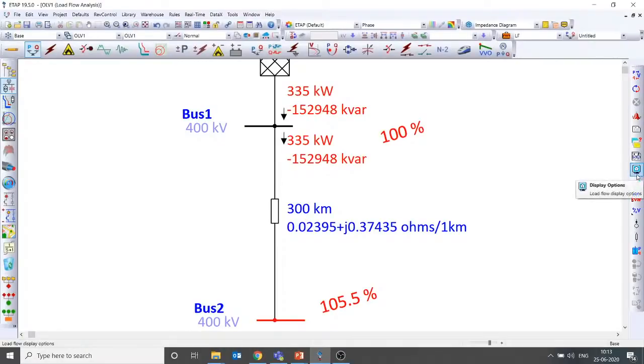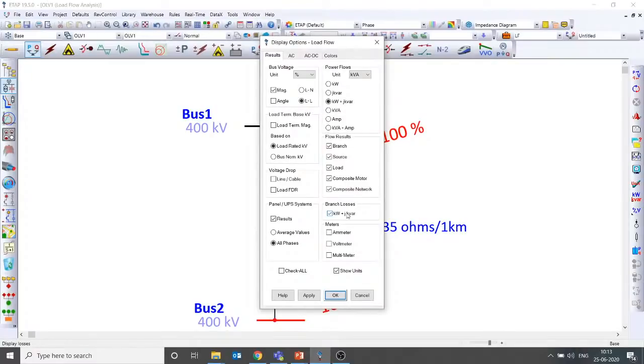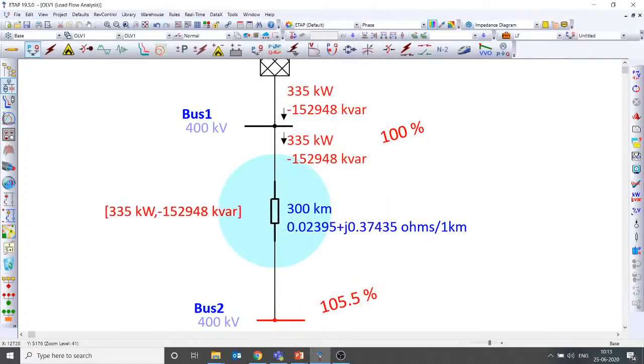Somebody has asked, is it possible to find out the losses? Yes, you can very well find out the losses. So this is the loss. Here I have not connected any loads, so the loss is the same as the power flow here. The loss is 335 kilowatt real power and the loss is minus 152 MVAR, I mean reactive power loss. Since the reactive power loss is negative, this is a reactive power gain. That means the transmission line is injecting reactive power of 152 MVAR. Why is it injecting? That's because of shunt capacitance.